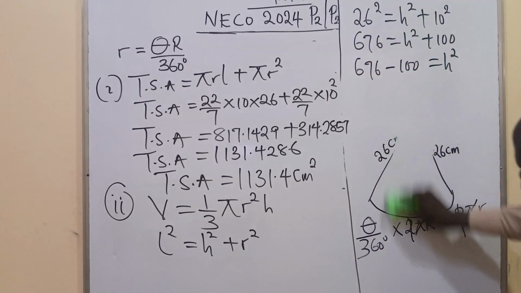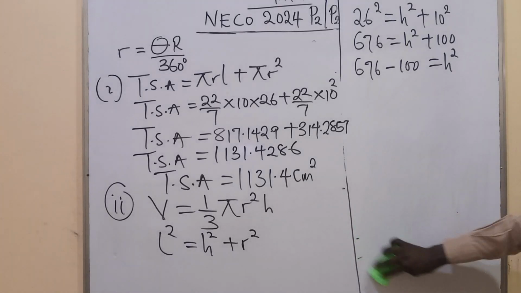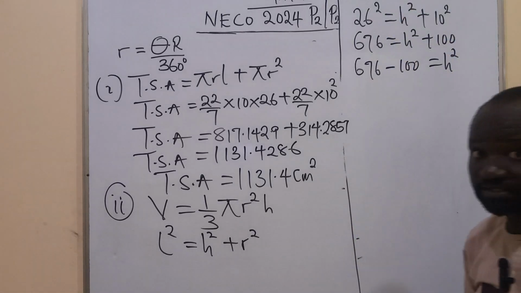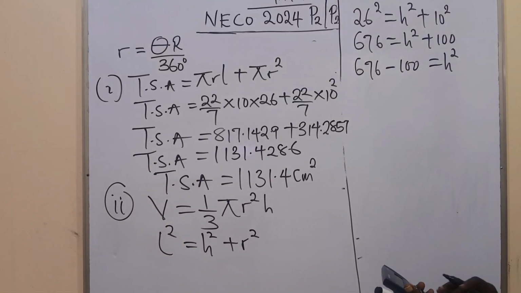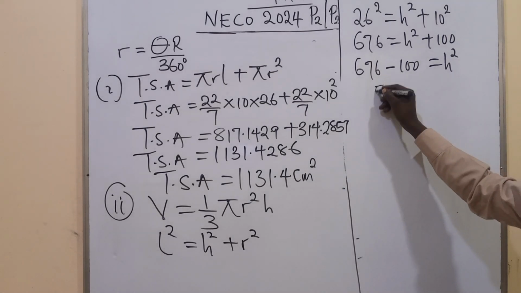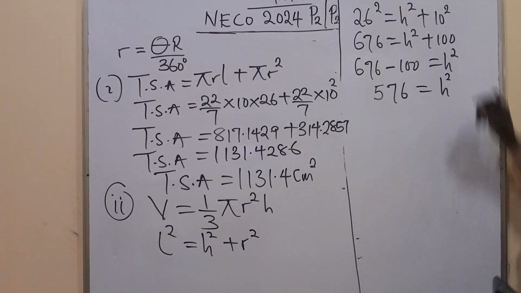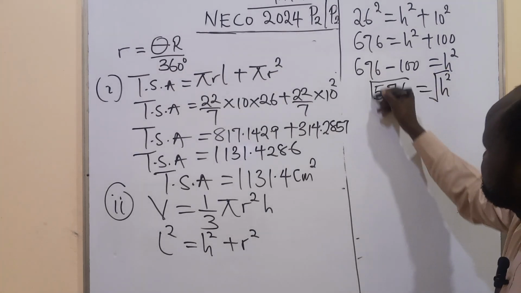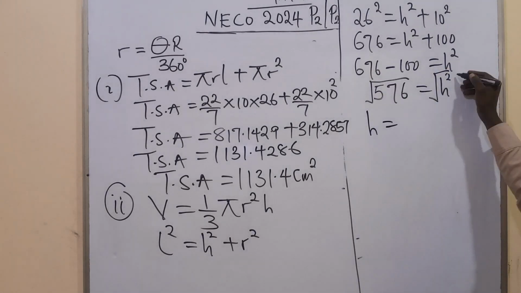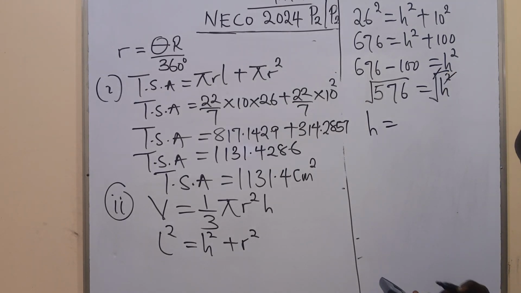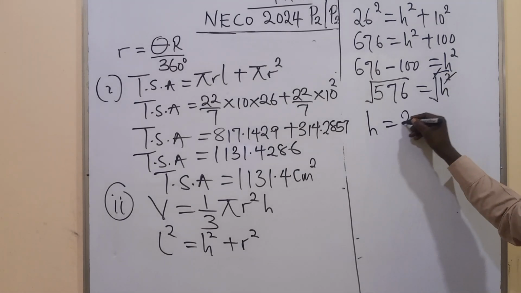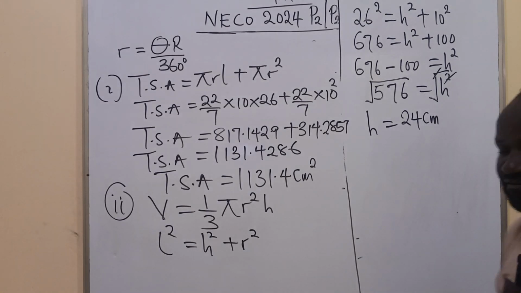Okay, let's clean this to get the value of the height, the vertical height now of that cone. 676 minus 100, that will be 576, will be equals to h square. To do away with this square, we take the square root of both sides. H now will be equals to, this will take care of this. Square root of 576 is 24. So the height of that cone is 24 cm.